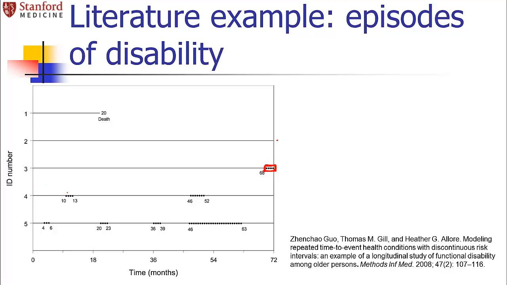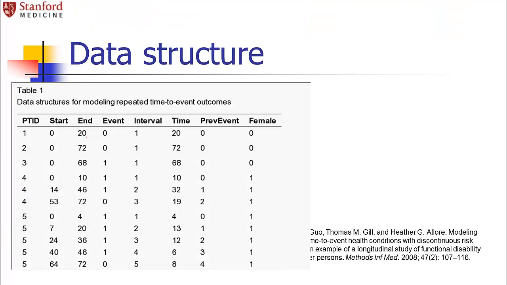Subject 4 has an episode of disability that lasts from about 12 to about 13 months, or maybe 11 to 13 months. They have a repeated episode of disability later on in the study. And subject 5 has 1, 2, 3, 4 bouts of disability. This was a much larger data set, so this is just 5 subjects pictured out of a much larger data set.